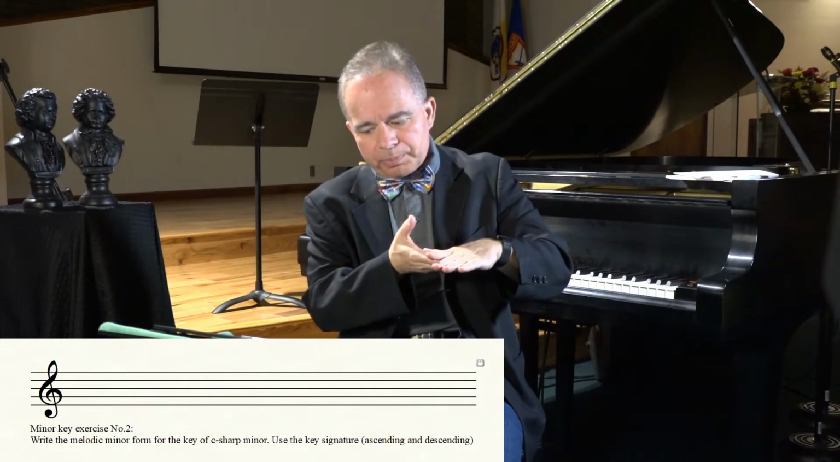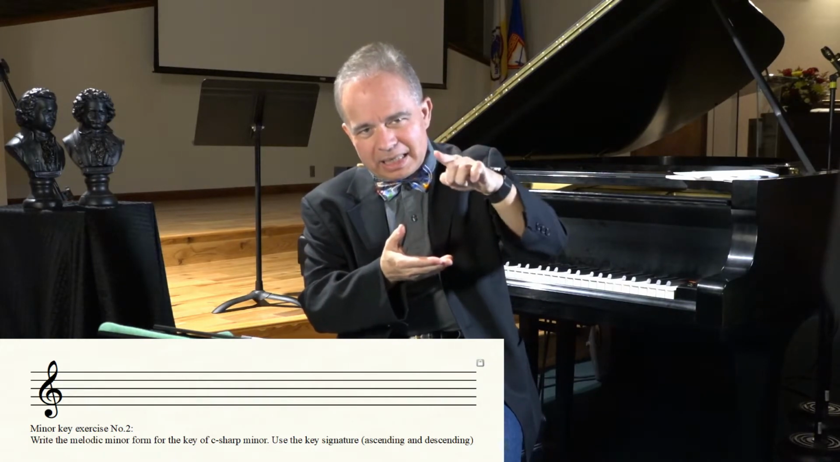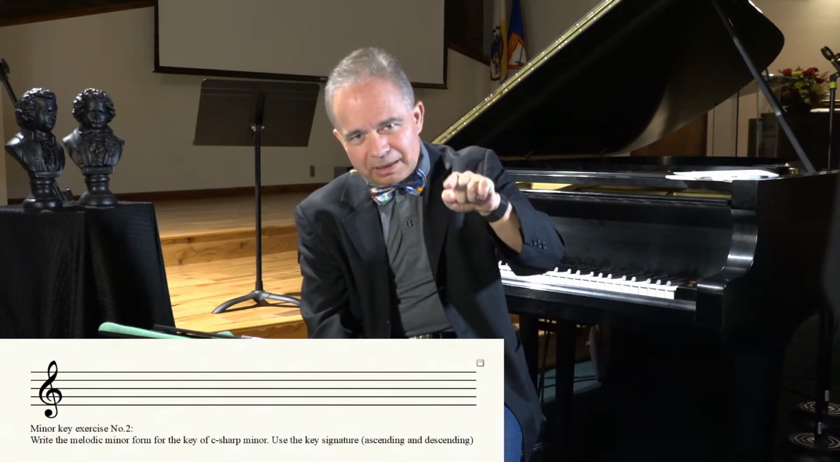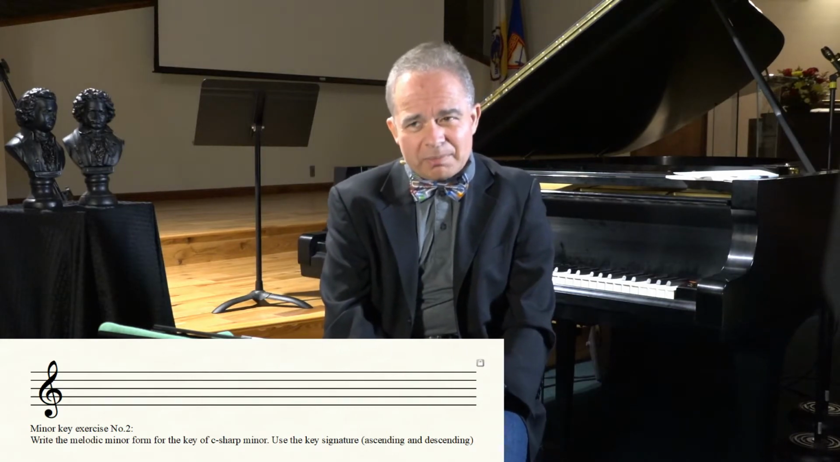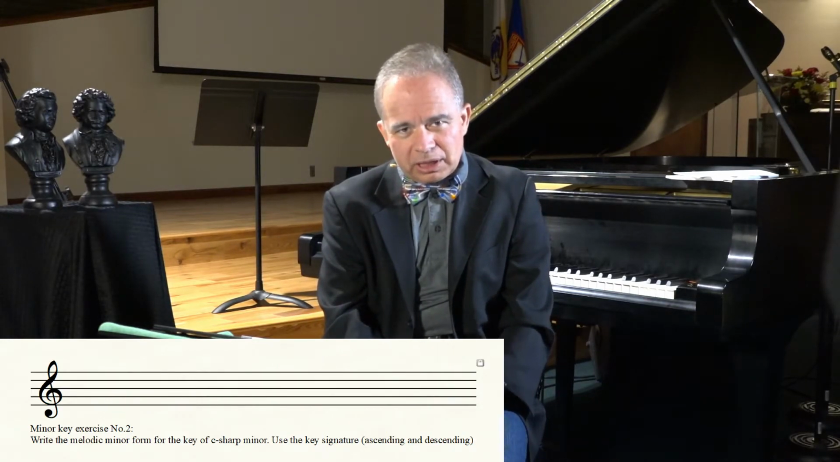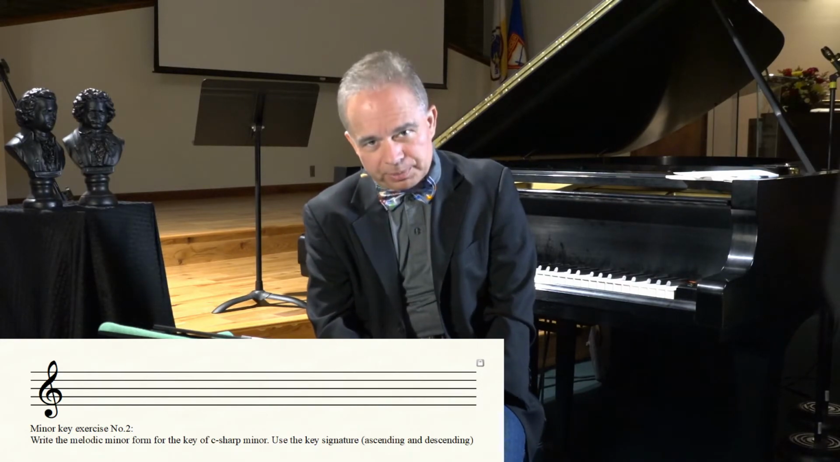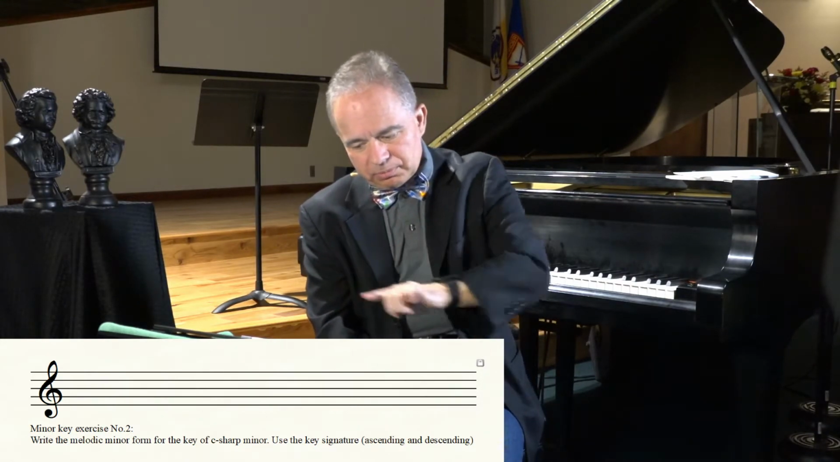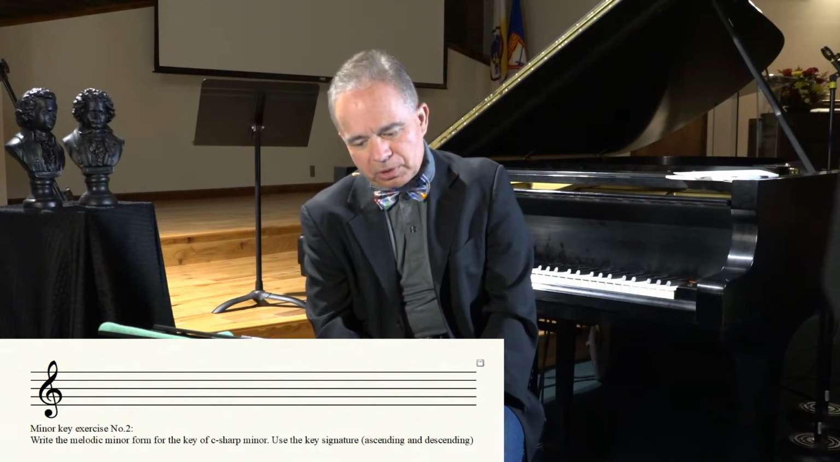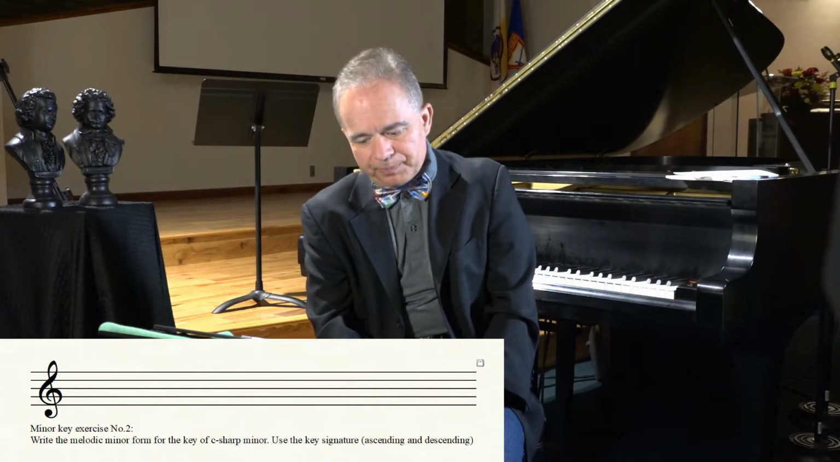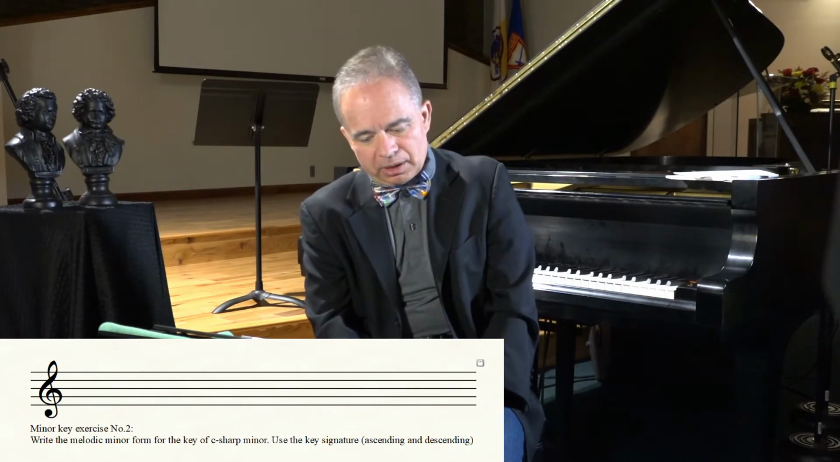So C sharp, D, E. Okay, so C sharp to E is a minor third, so E major would be our relative major key. What's the key signature for E major? It's 4 sharps. Okay, so 4 sharps go into the key signature. Let's remember that. And let's string the pitches up in the melodic form.